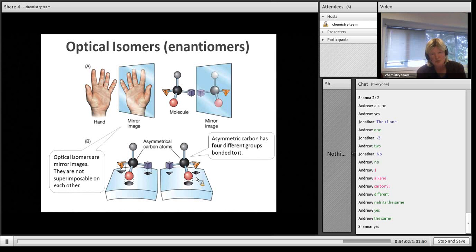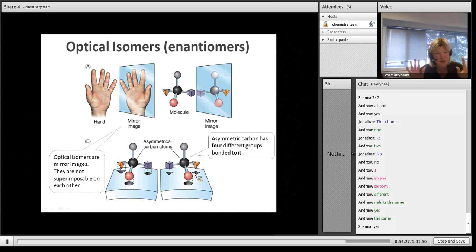But here we do not have a double bond. What we need here is a carbon atom with 4 different groups on it. So it has to have 4 different groups on it, and that's what we call an asymmetric carbon. Not an asymmetric molecule, an asymmetric carbon, if it's got 4 different groups on it. Another name for it is chiral carbon.